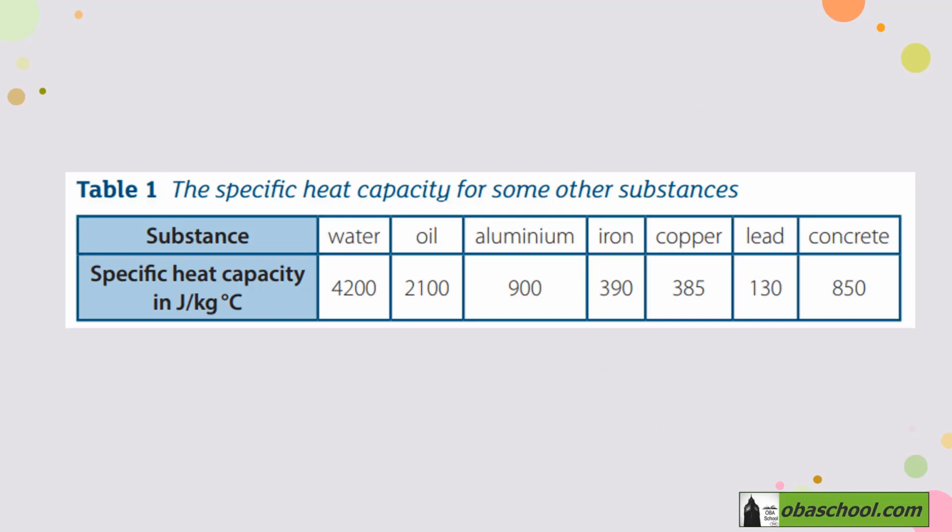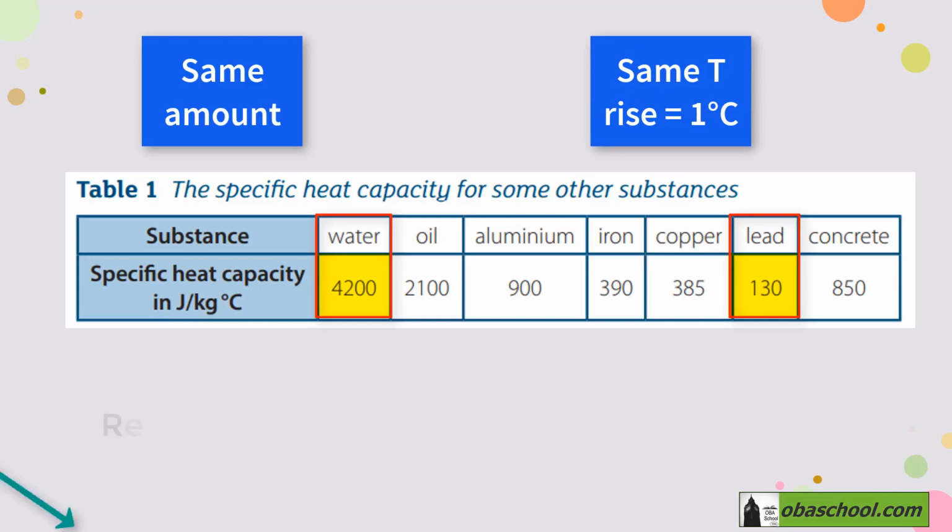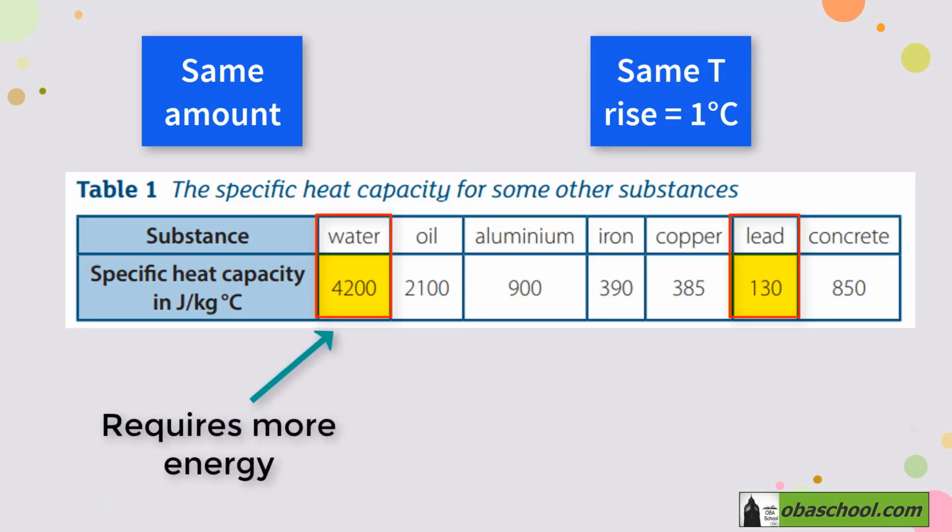From these elements, we can see that the specific heat capacity of water is 4,200 joules per kilogram degree Celsius, which is much greater than the specific heat capacity of lead, which is equal to 130 joules per kilogram degree Celsius. Meaning, if we have the same amount of water and lead, and we want to increase their temperature by 1 degree Celsius, the water will require much more heat than the lead.